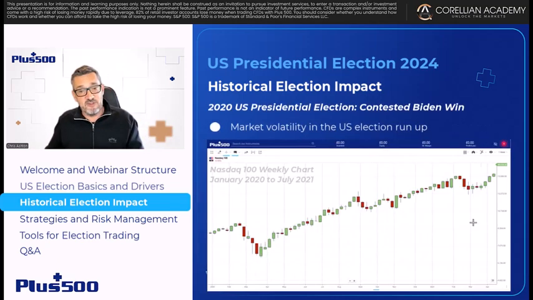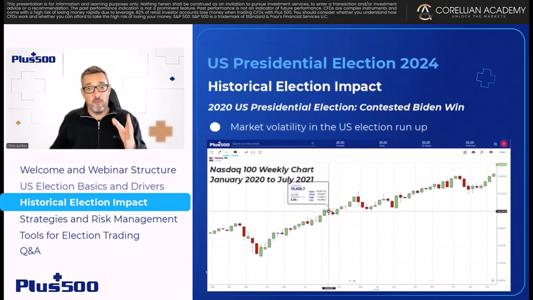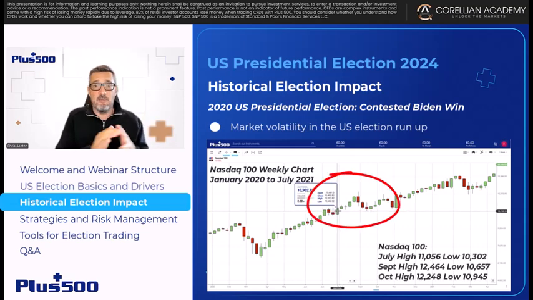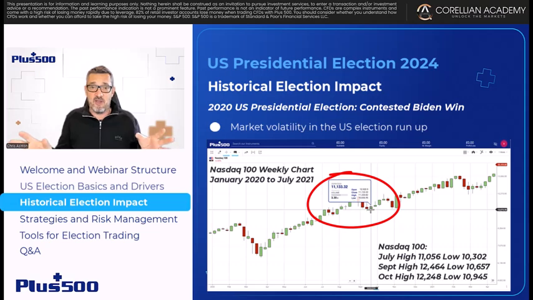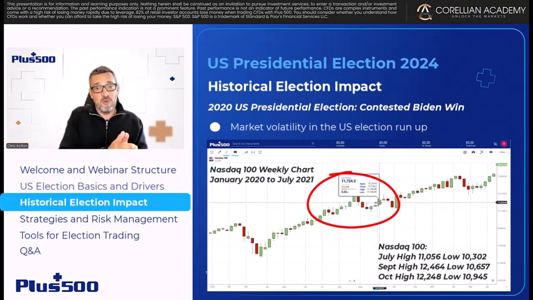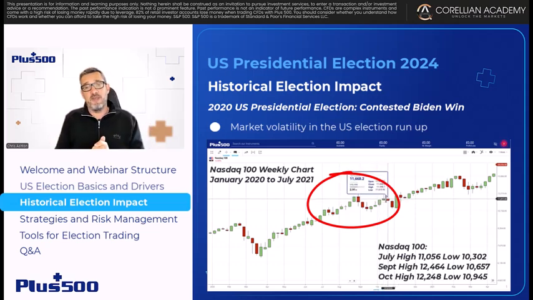In the run-up to the 2020 election between Donald Trump and Joe Biden, there was significant market volatility, largely due to uncertainty surrounding the outcome, concerns about potential election disputes, and the ongoing COVID-19 pandemic.